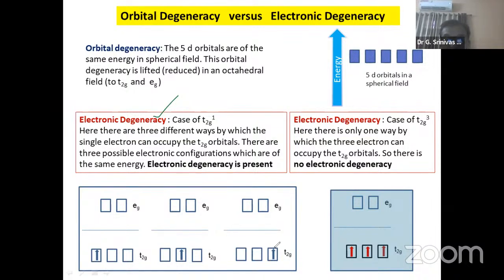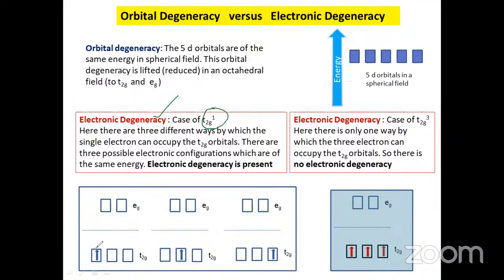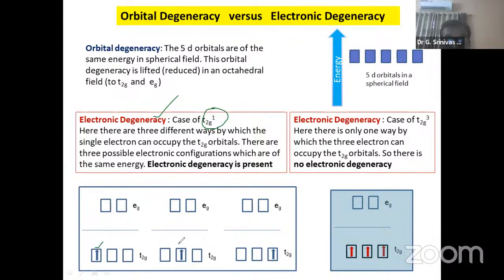So if you see the t2g1, that means one electron only. The electron can occupy this orbital, or this orbital, or this orbital. That means there are three choices by which the electron can occupy the t2g orbitals. That's why electronic degeneracy is present in the t2g orbitals.